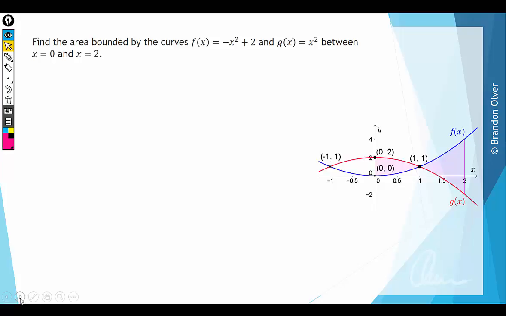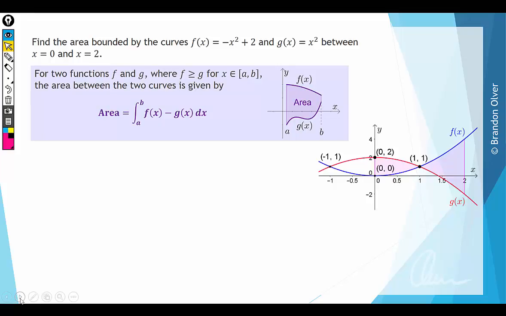Find the area bounded by the curves f of x equals negative x squared plus 2 and g of x equals x squared between 0 and 2. So for two functions f and g, where the function f is greater than or equal to g, so it's on top of the other curve for the interval where we're determining the area for, the area between the two curves is given by the formula.